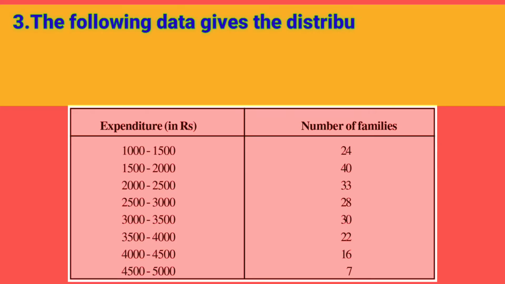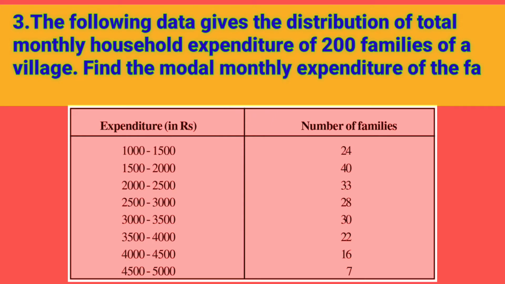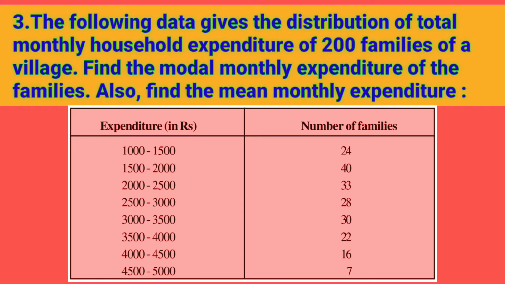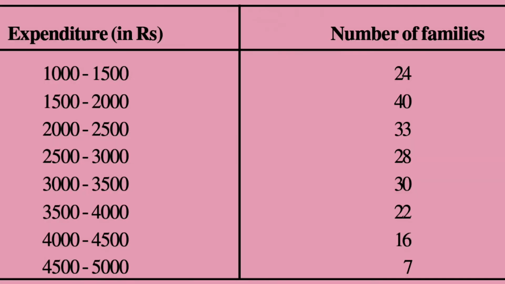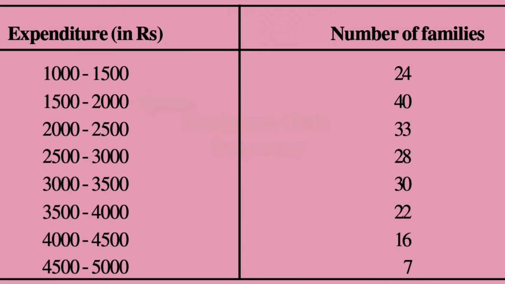The following data gives the distribution of total monthly household expenditure of 200 families of a village. Find the modal monthly expenditure of the family. Also find the mean monthly expenditure. So we are going to solve it now. It is observed that here maximum class frequency is 40, belonging to 1500 to 2000 interval. So modal class will be 1500 to 2000.